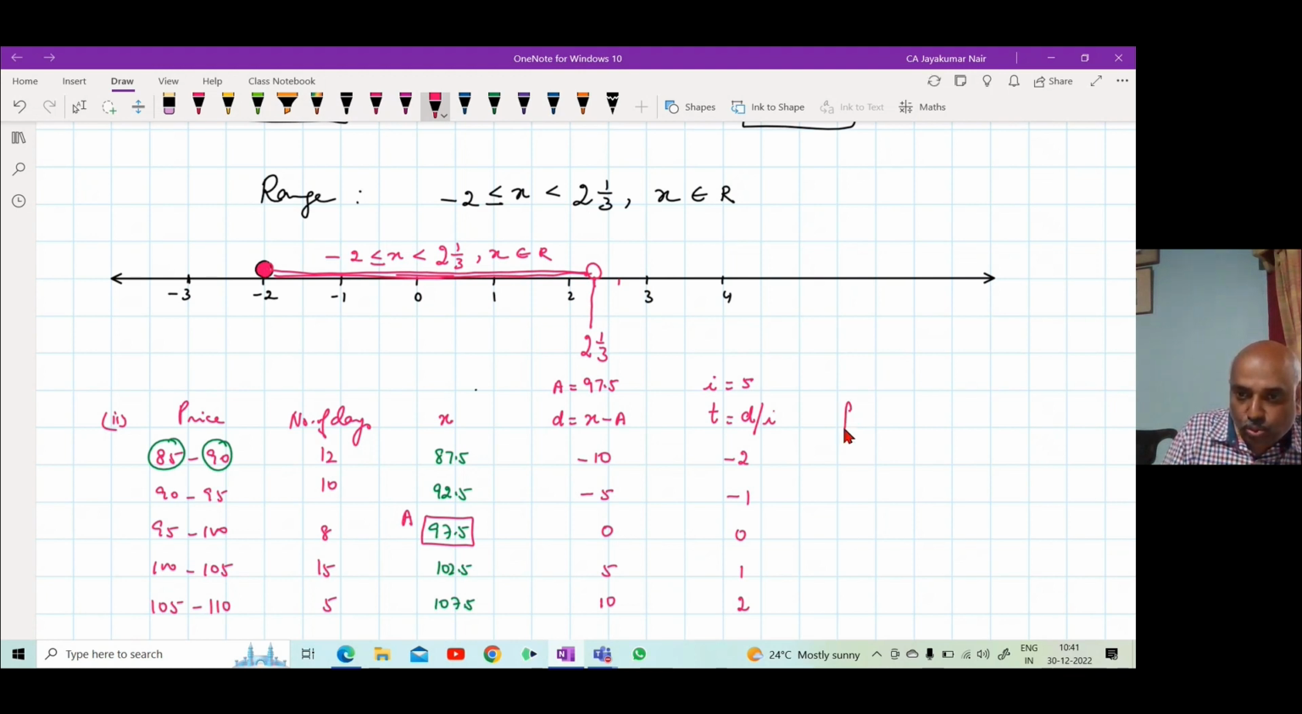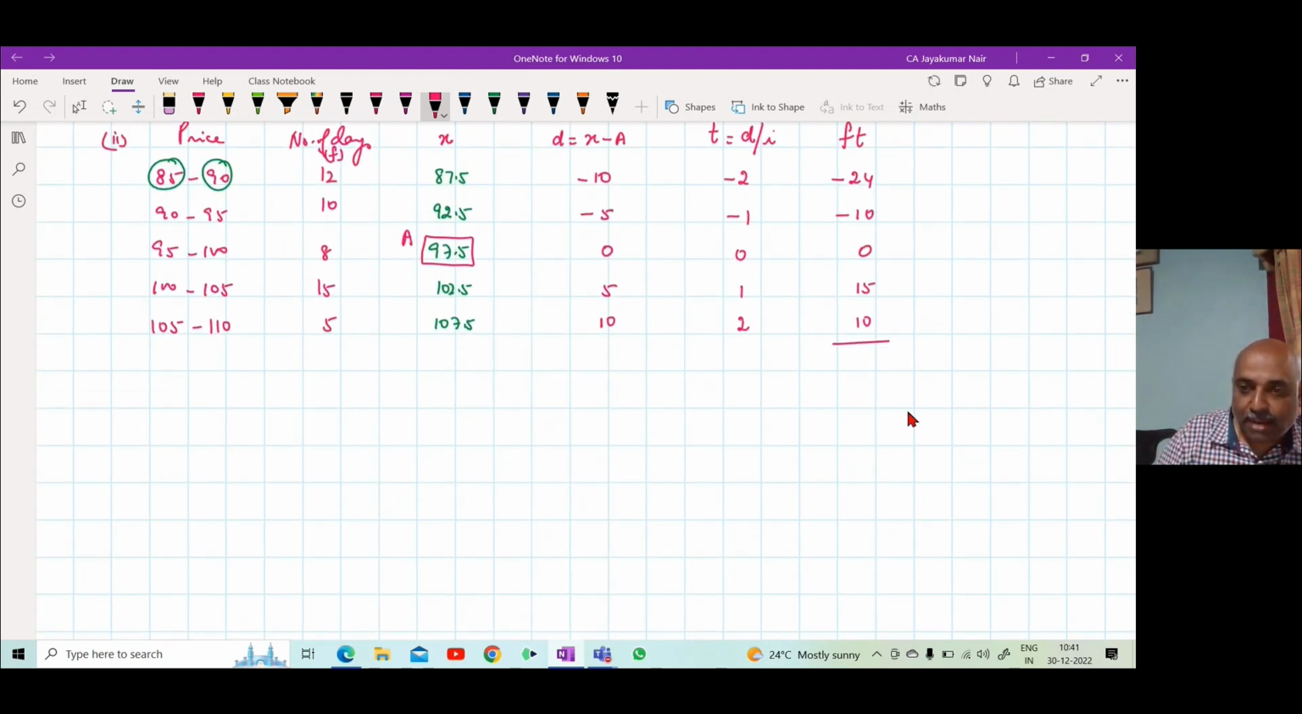Now I will find what is ft. What is ft? Ft means f into t. This is f actually, and this is the class interval. So f into t. So 12 into minus 2 is minus 24. 10 into minus 1 is minus 10. 8 into 0 is 0. 15 into 1 is 15. 5 into 2 is 10.